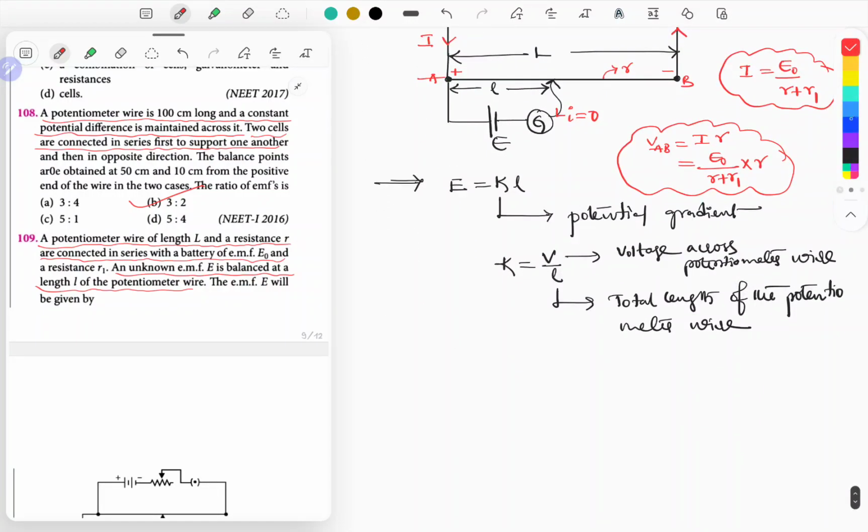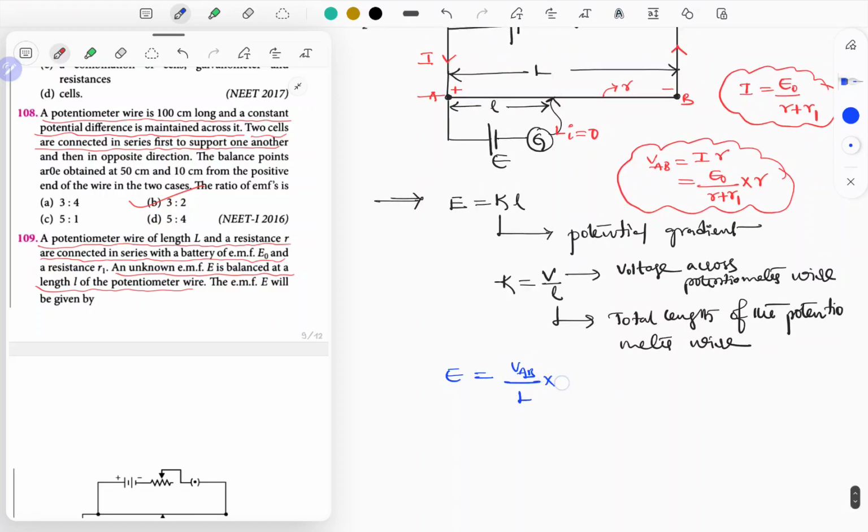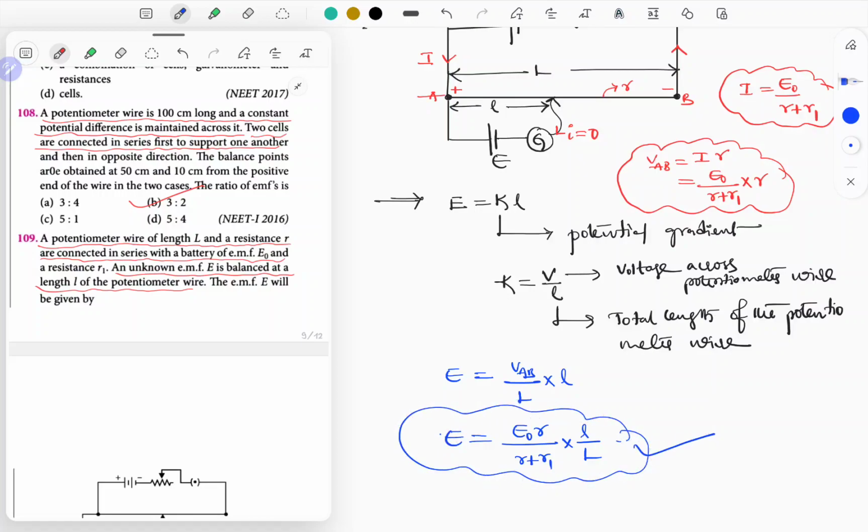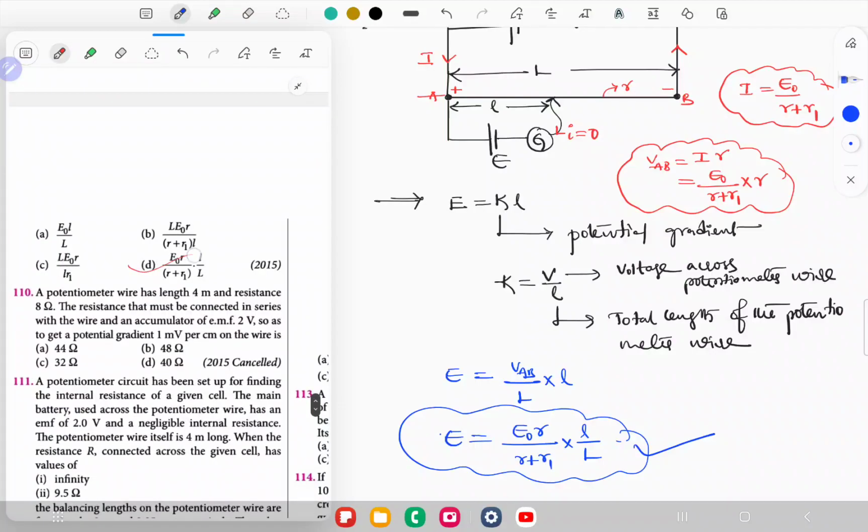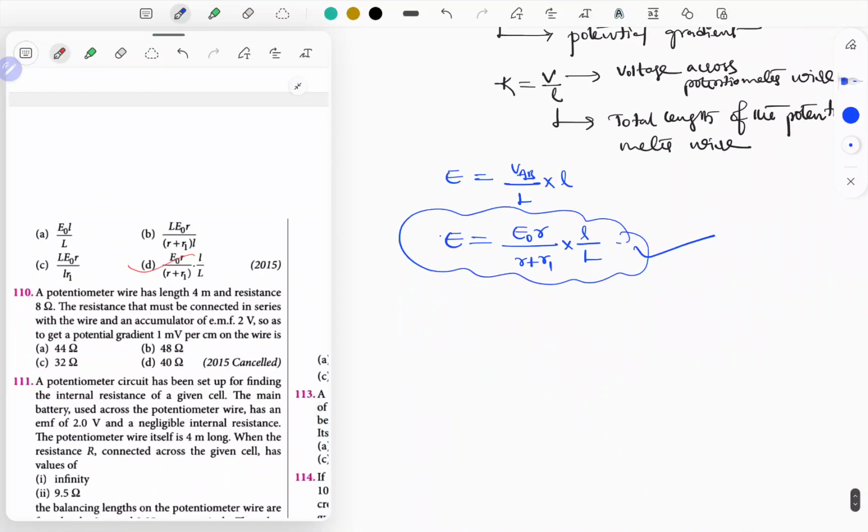Now what should I find out? The potential gradient. So K is equal to VAB divided by capital L, the length of the potentiometer wire, into the balancing length. So VAB is E naught into smaller divided by R plus R1, into l by capital L. This is the EMF of the unknown cell. So which option matches? Option D is the correct answer for this. Hope you understand the procedure. Understood?